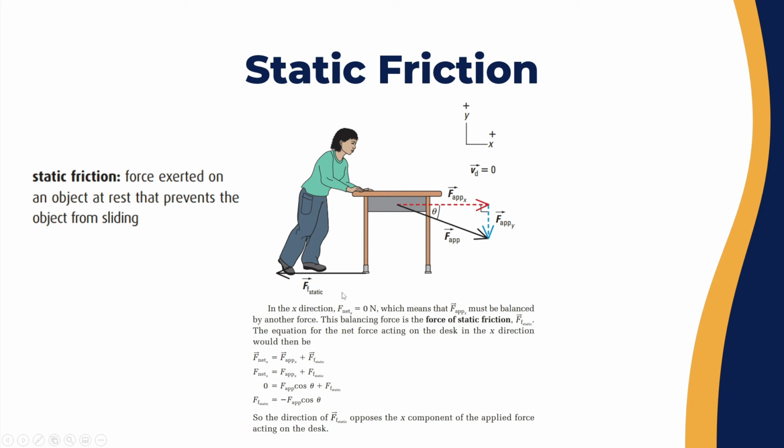There are no components other than the x component. The static friction force is applied to the left, and we have the convention that any force to the right is a positive force, and any force to the left is a negative force. By rearranging the equation, we can see that the static force equals minus the applied force cosine theta. So the direction of the static force is to the left compared to the applied force acting on the disk.